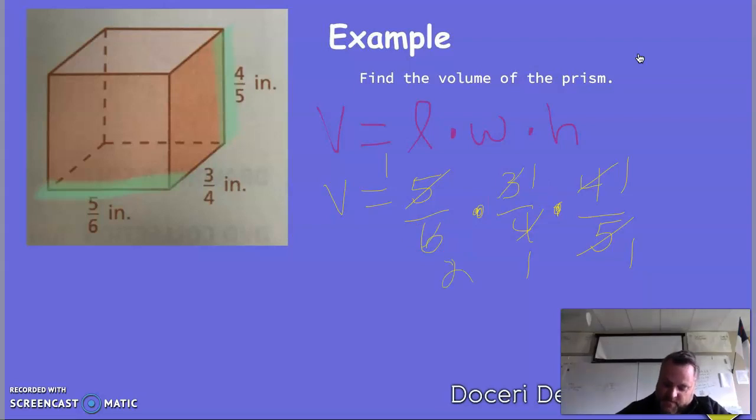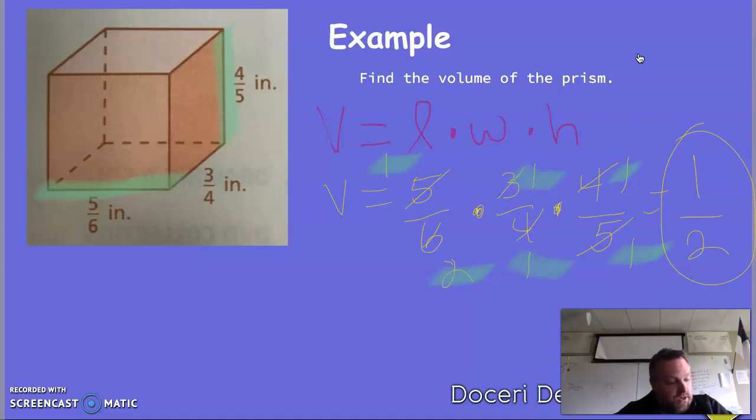And then I take my remaining numbers and multiply straight across. 1 times 1 times 1 is 1. 2 times 1 times 1 is 2. So the volume for this example is 1/2.